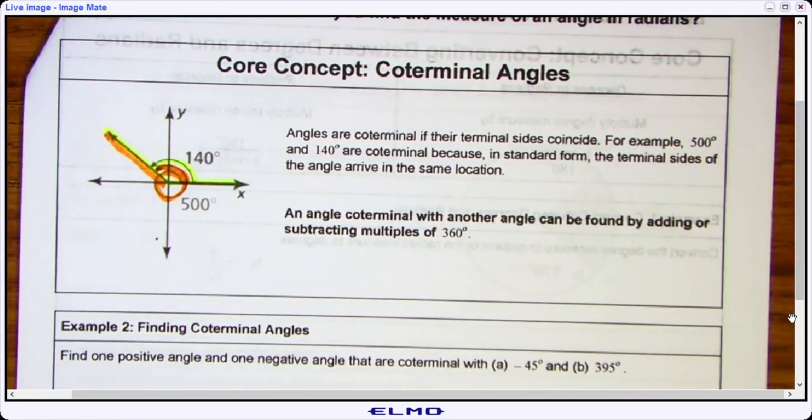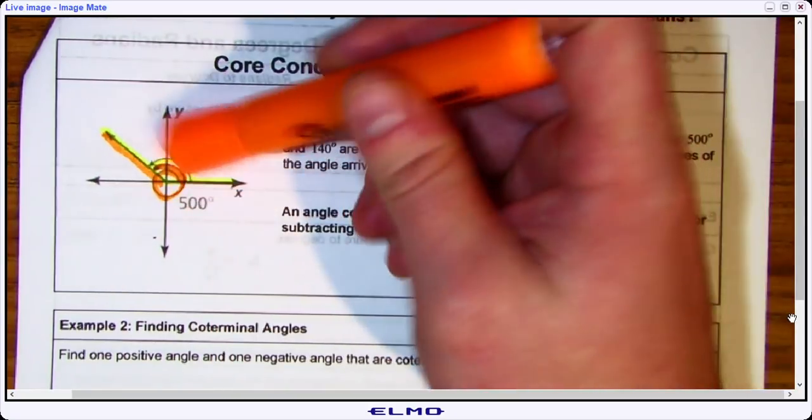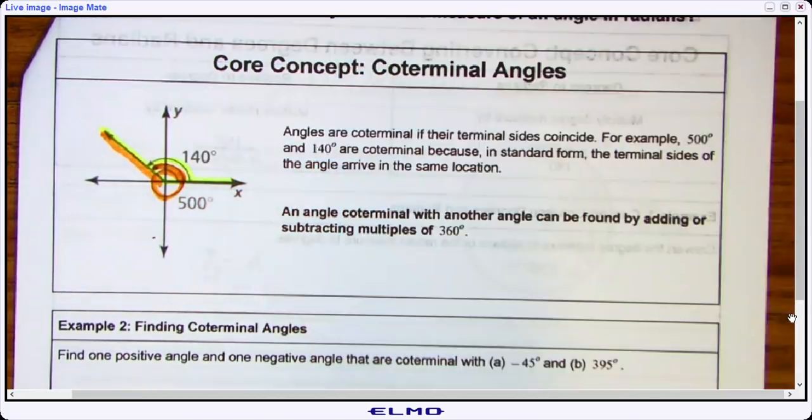So in short, any angle coterminal with another angle can be found by adding or subtracting multiples of 360 degrees, because if you go all the way around again, you get to the same spot. So this shouldn't be too bad. Let's give it a shot.